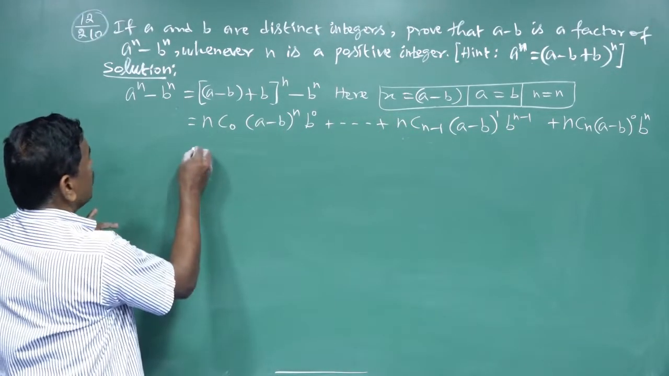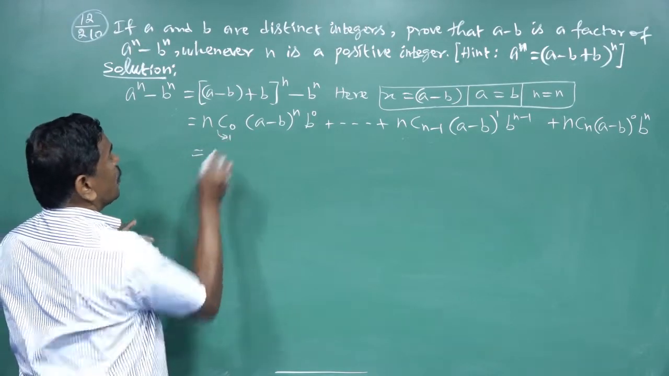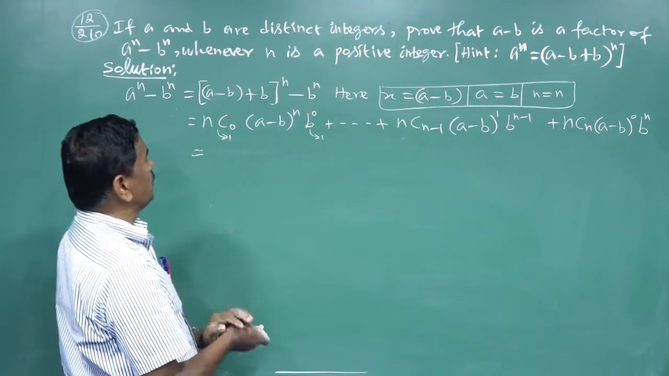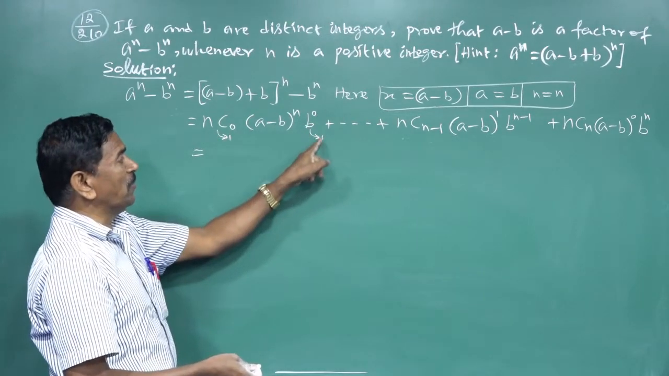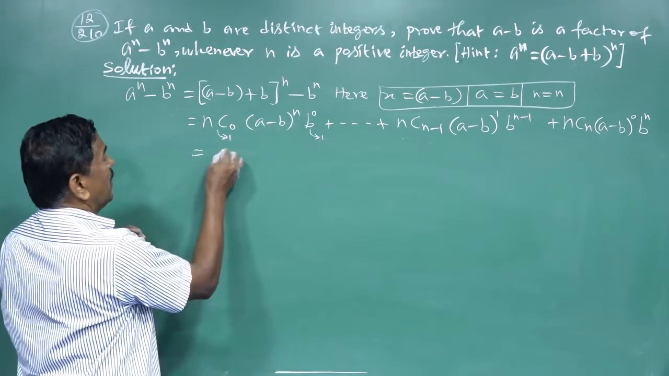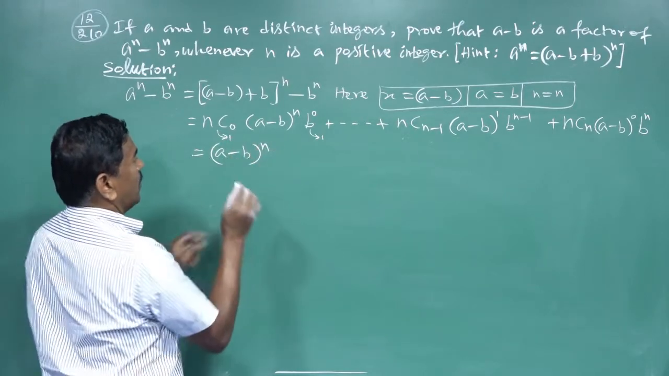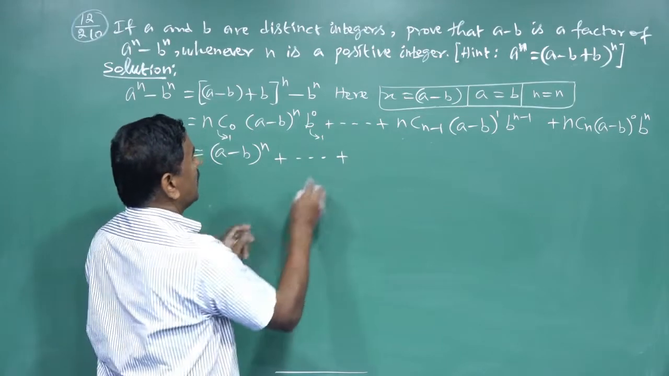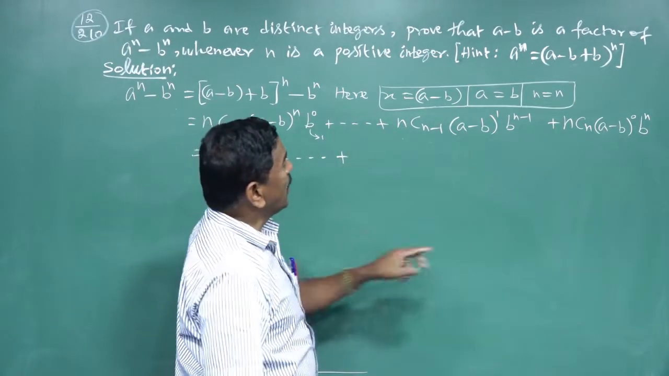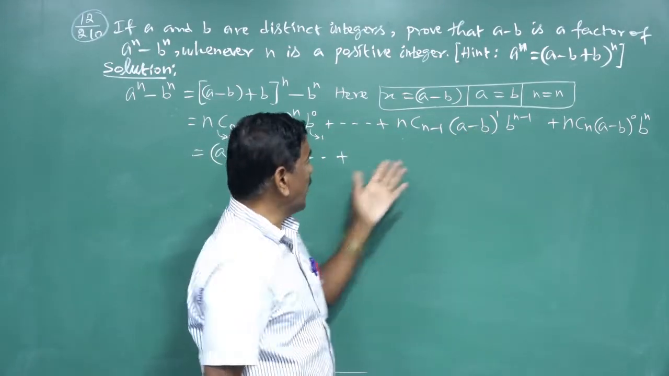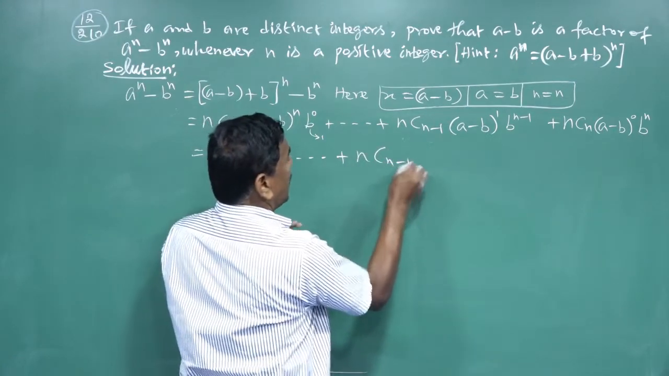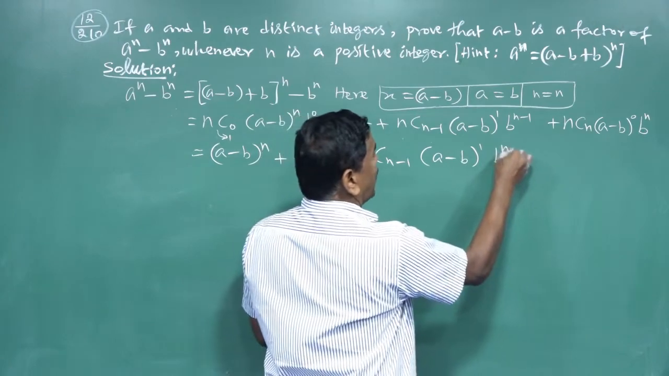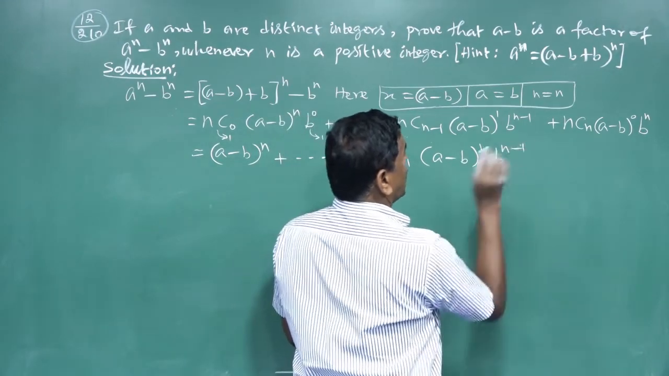Now simplification, which is equal to, listen, nC0 tends to 1 and b^0 tends to 1. What is remaining? (a - b)^n. Plus etc. Plus, here no simplification, write itself: nC(n-1) into (a - b)^1 into b^(n-1). Okay, b^(n-1) over.